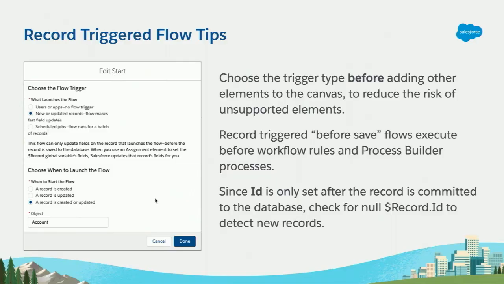So a couple of tips for your record triggered flows. First one, choose your trigger type before you actually start to add any other elements, because we do remove a bunch of nodes from the page, and we've already run into this a couple of times where people go, I added this stuff and update record's not supported, what happened? So pick it first so that you don't have to worry about having unsupported elements. Again, we talked about the is null for the ID.